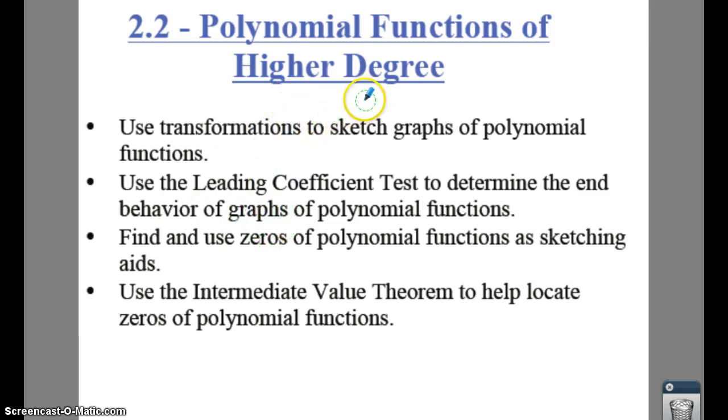Two polynomial functions of a higher degree.